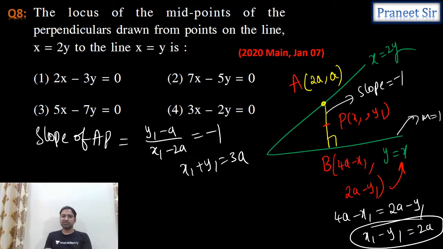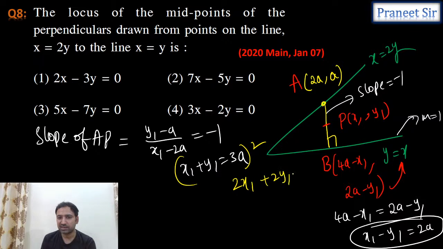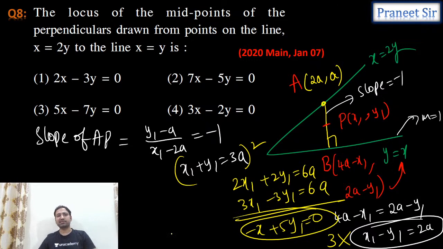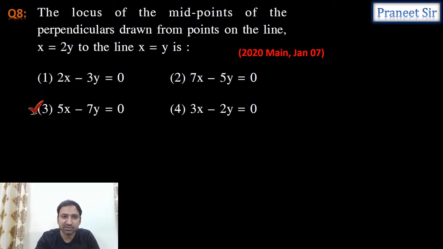So from these two equations, we need to eliminate the a value. So multiply this equation with 2, so that 2x1 plus 2y1 is equal to 6a, and multiply this equation with 3, so that 3x1 minus 3y1 is equal to 6a, and subtract. If you subtract, minus x1 plus 5y1 is equal to 0. This equation only we are getting, guys. So second time also we got the same equation. So where are we making a mistake? Maybe this is a printing mistake.